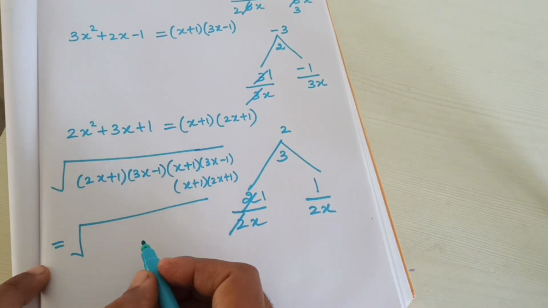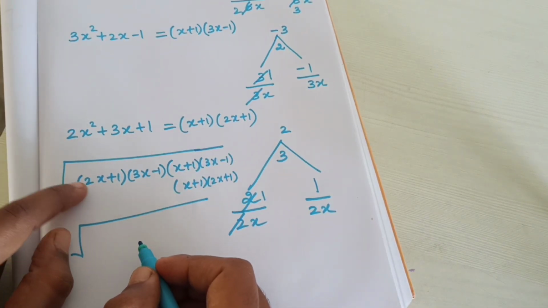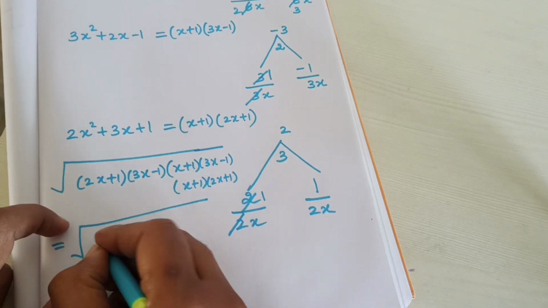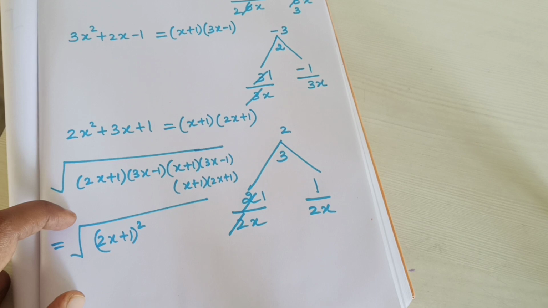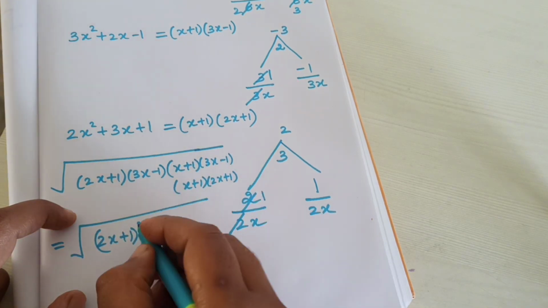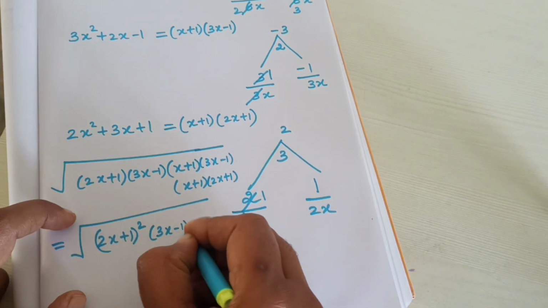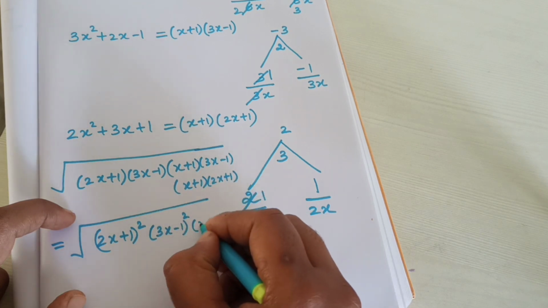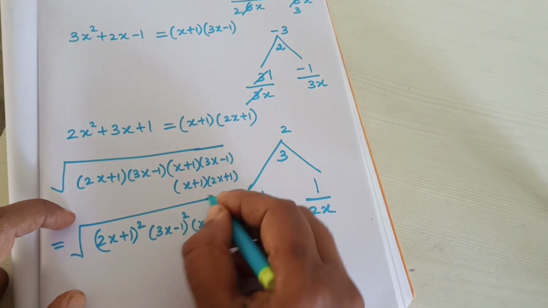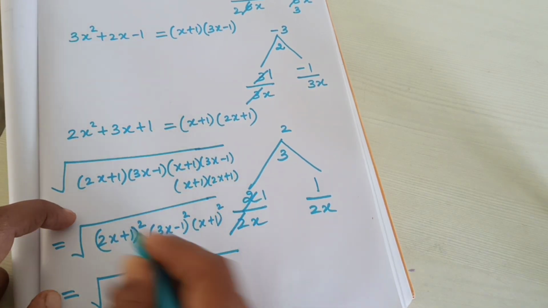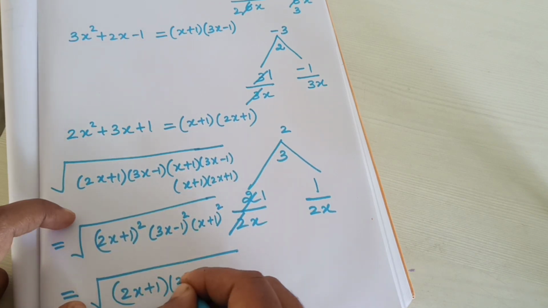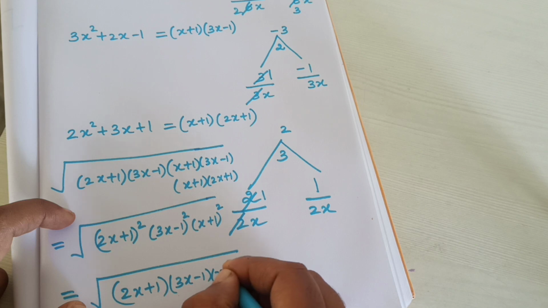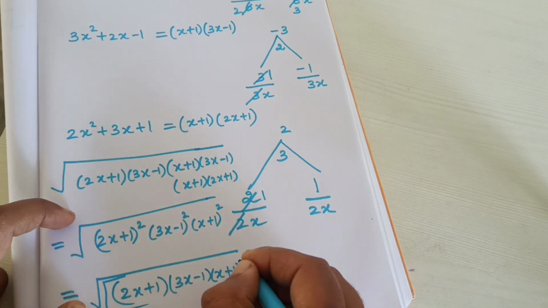root of, see the terms, surely they will repeat, (2x + 1), (2x + 1), (2x + 1) the whole square, then (3x − 1), (3x − 1), (3x − 1) the whole square, after that (x + 1) the whole square, it is equal to, on the whole you need to write (2x + 1) into (3x − 1) into (x + 1) the whole square.